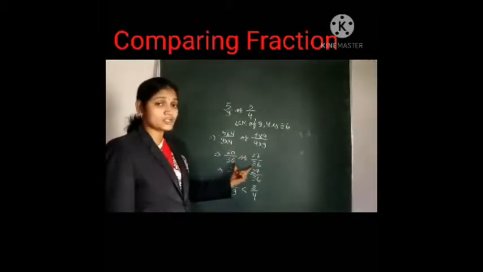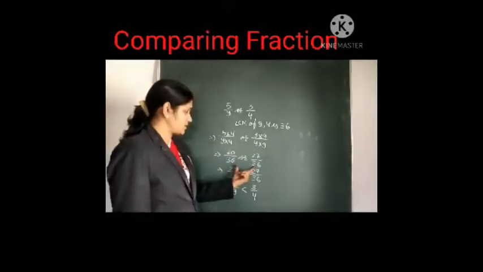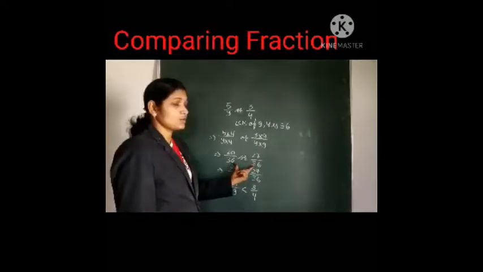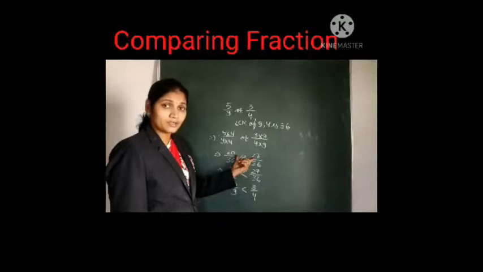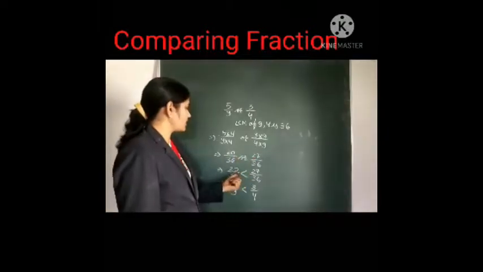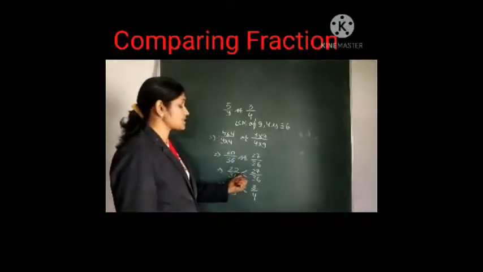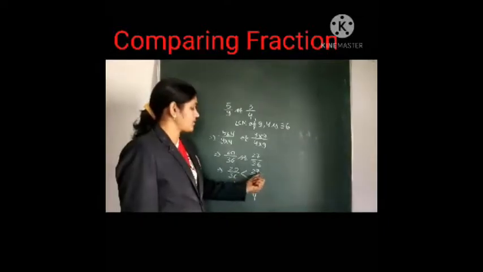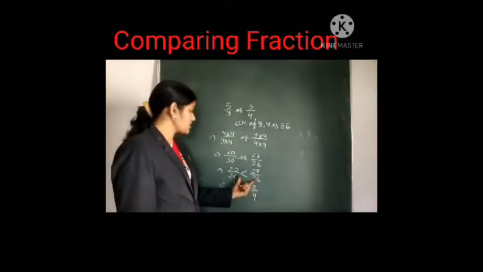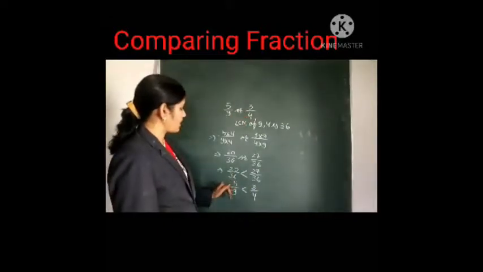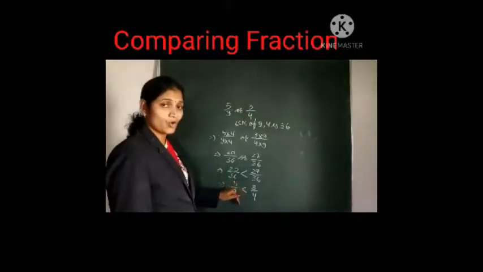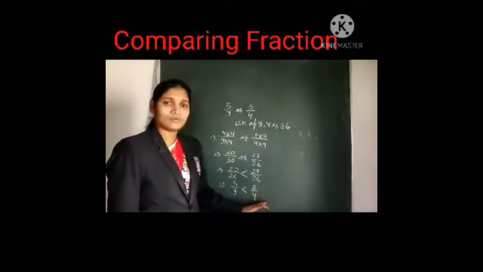Now it is easy to compare the given fractions. If denominators are the same, then the bigger numerator is the bigger fraction. So students, 20 upon 36 is smaller than 27 upon 36. It means the original fraction, that is 5 upon 9, is smaller than 3 upon 4.